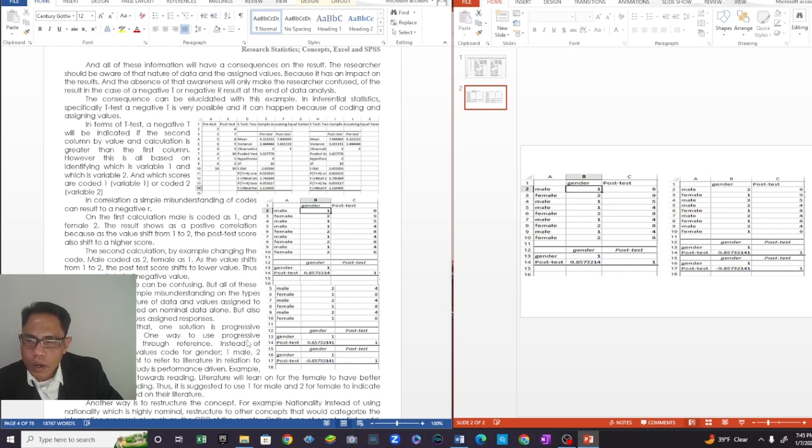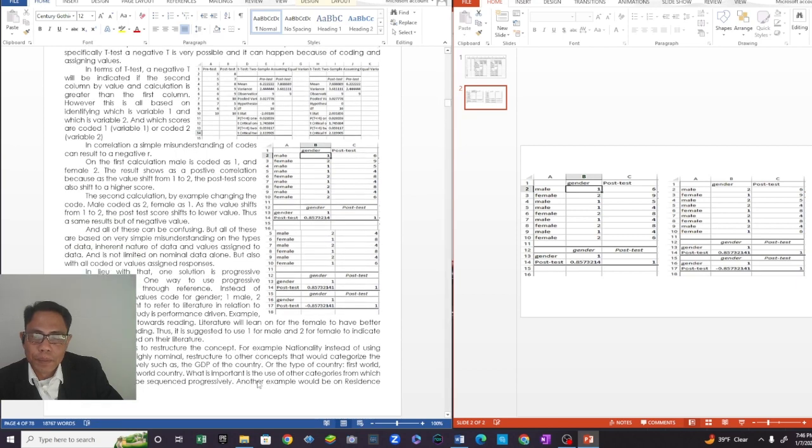One way to use the progressive sequencing model is through reference. Instead of randomly using assigned values for gender, as male one, female two, it is important to refer to literature in relation to the performance. If the study is performance driven, for example, in terms of attitude to reading, literature will lean on females having better attitudes towards reading. Thus, it is suggested to use 1 for male and 2 for female to indicate there is progression based on literature.